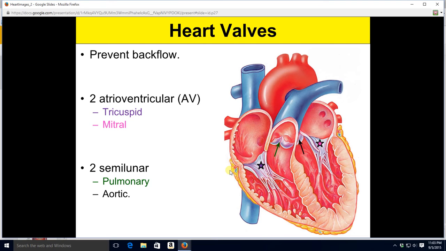We've got two of those: tricuspid on the right, we see it right here, and bicuspid or mitral on the left, we see it right there. The two semilunar valves are going to prevent backflow from the great vessels, i.e. the pulmonary trunk and aorta, back to the ventricles. The pulmonary semilunar valve prevents backflow from the trunk to the right ventricle, and the aortic valve prevents backflow from the aorta to the left ventricle.